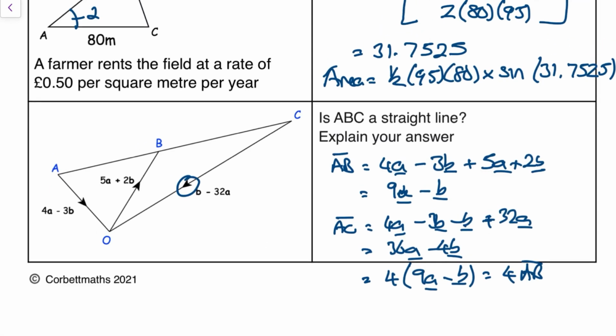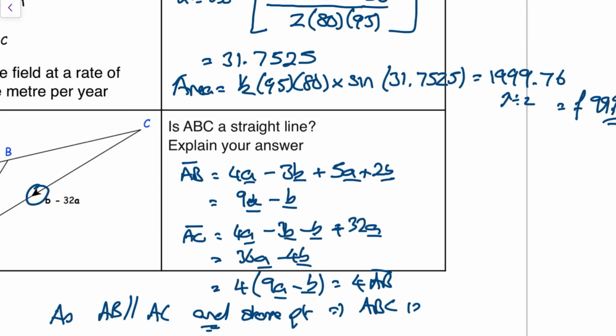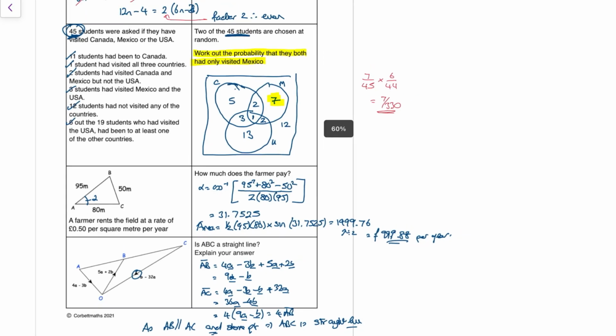Now, that's not enough. I also need to say AB is parallel to AC, and, crucial bit, they share point A. Therefore, ABC is a straight line. So it's not only that they're parallel, but they share the point as well. And that is it. Question done.